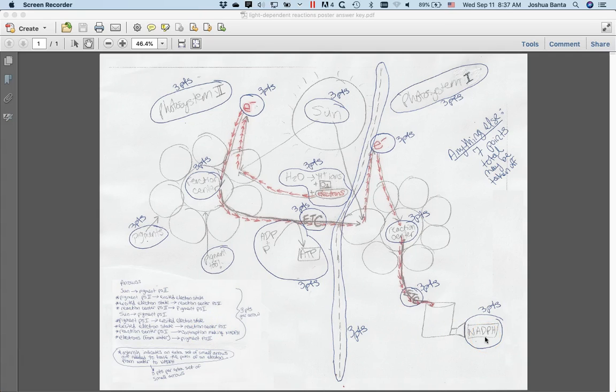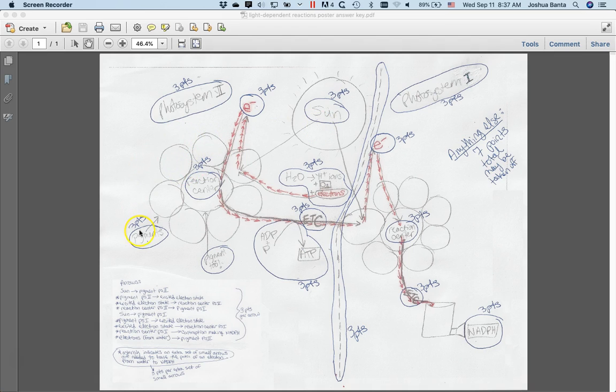I'm going to go over this sheet that you see in front of you showing you the light-dependent reactions of photosynthesis. And the way that it's going to work is we're going to start with the sun, tracing the energy coming from the photons from the sun.